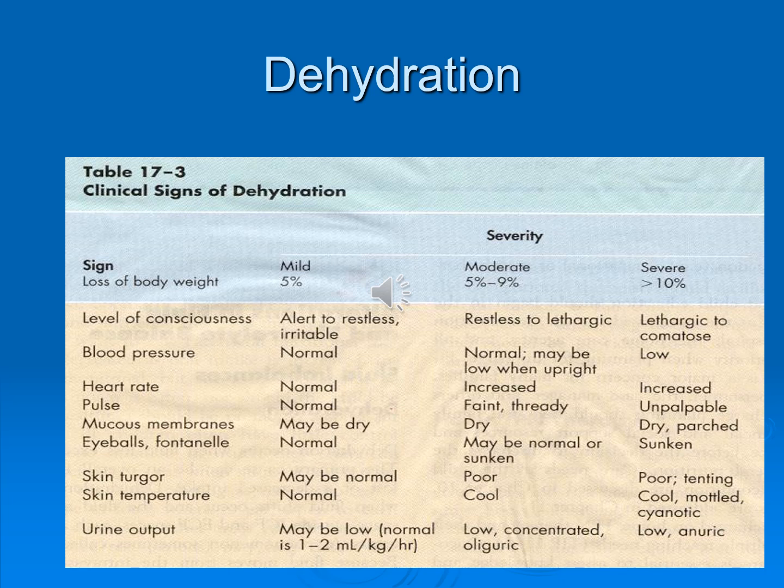Looking at dehydration and the clinical signs and symptoms of dehydration. You've got the loss of body weight, and then you have the severity, whether it be mild, moderate, or severe, and kind of what those look like. What does their level of consciousness look like in each of those severity levels? What does their blood pressure look like? Their heart rate, pulse, mucous membranes, their eyeballs, their fontanelles, their skin turgor, their skin temperature, and their urine output. So make sure that you take time to pause the presentation and look over these things.